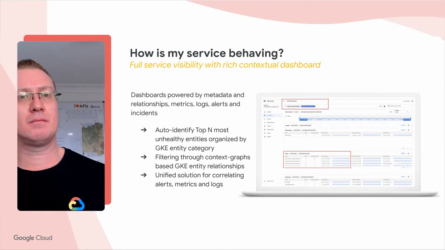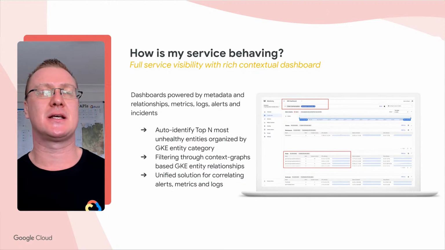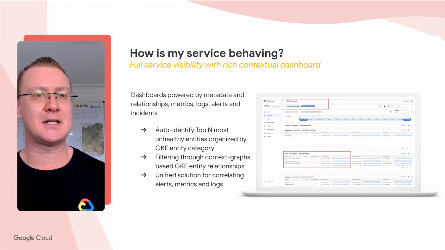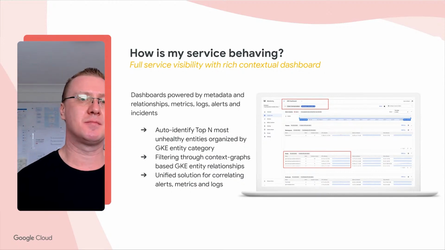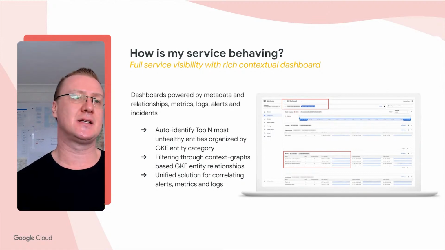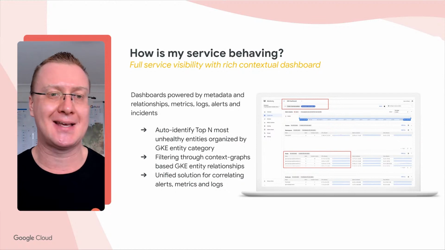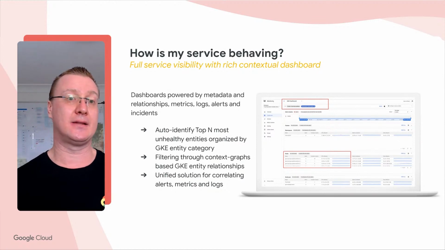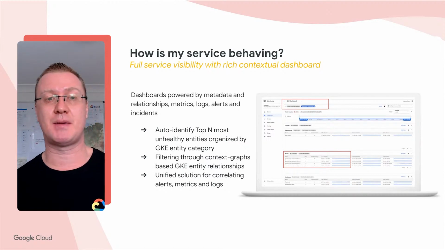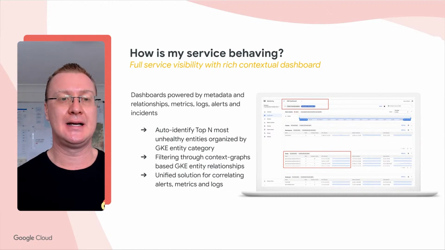But how do we evaluate how a service is actually behaving and the result that it's actually going to be promoting out to our consumers of the app? Now, dashboards powered by metadata, relationships, metrics, logs, alerts, and incidents are really going to be key to help us identify the top and most unhealthy entities organized by, say, the GKE entity category. We could filter through the context graphs based on GKE entity relationships, but we've got that unified solution for correlating alerts, metrics, and logs, all in the one view.